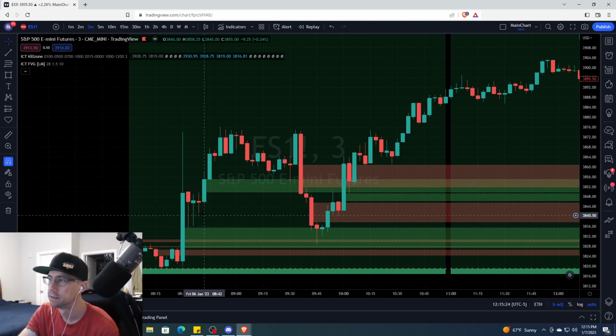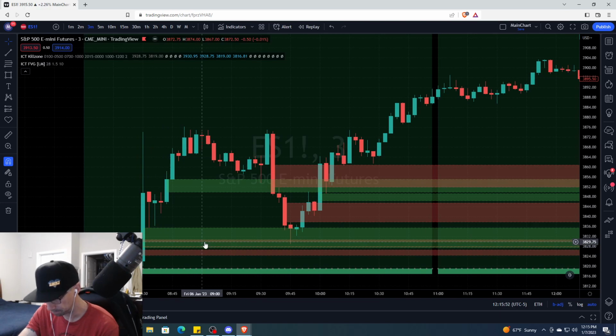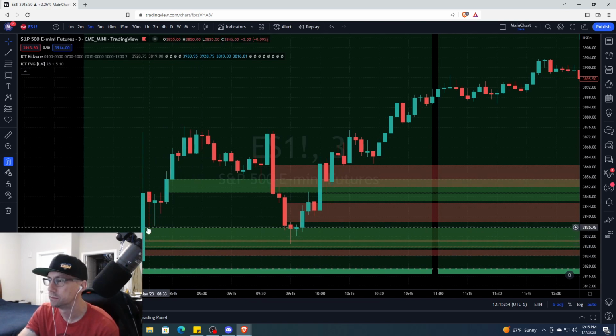We came back, and look where we bounced, right on this fair value gap. So the bottom of this candle to the right of this big move, that's the very top of this fair value gap. And then this right here, the candle to the left of this large candle that created this gap, that's the top of it. I don't know if it really, oh yeah, I guess it does. So this is a fair value gap.